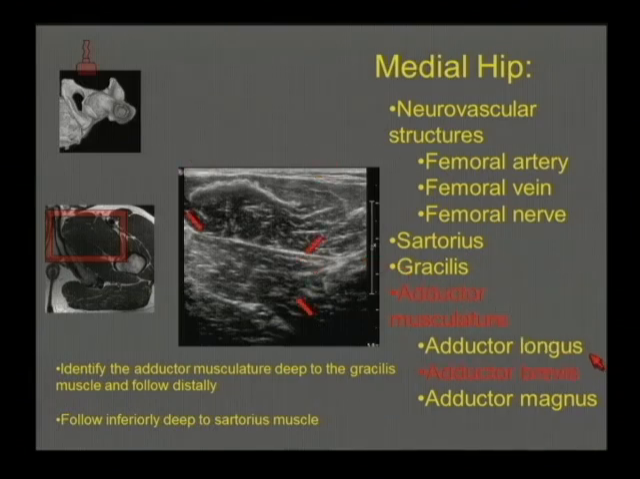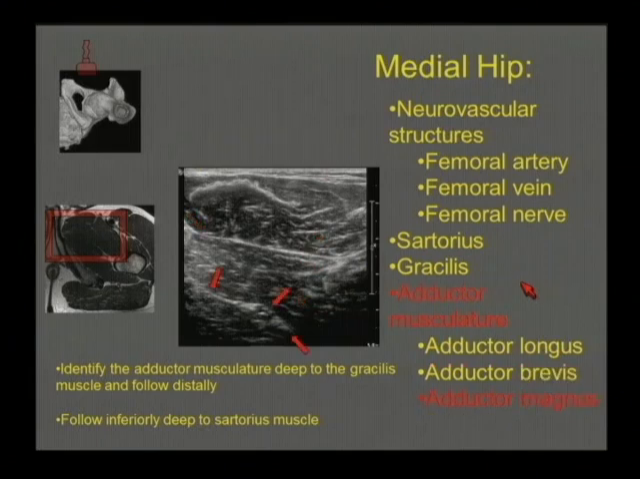Deep to adductor longus, you can see adductor brevis, and then adductor magnus as a deeper structure still. So again, patient positioning is really critical to get these three structures to really stack up like this and be easily identifiable.